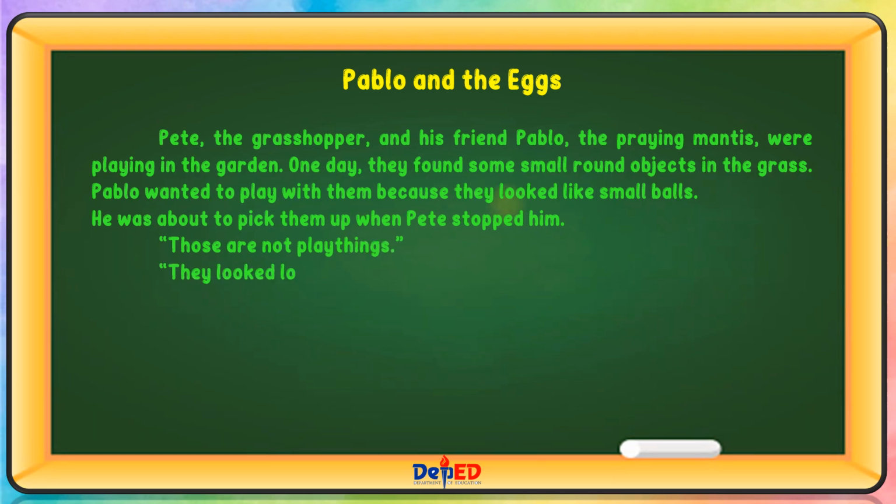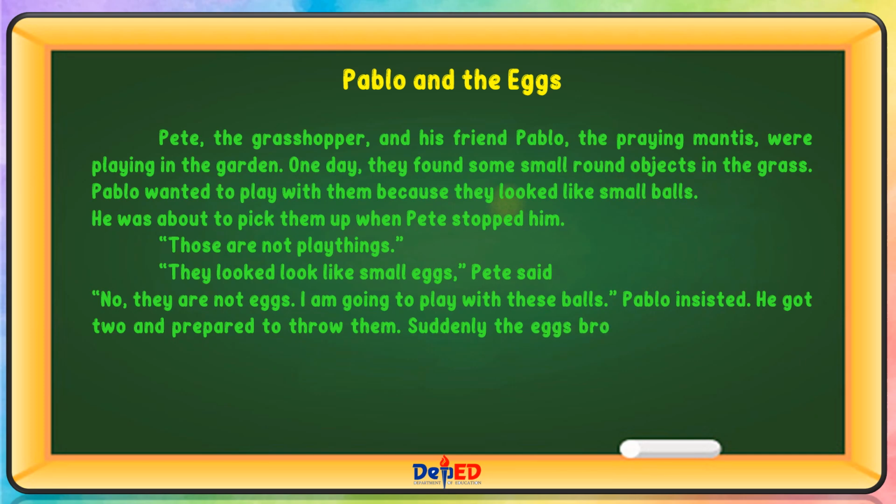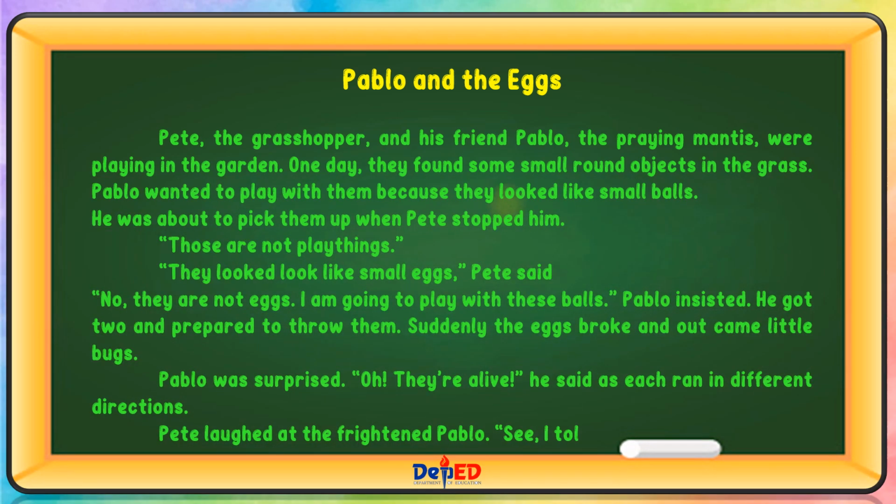"Those are not playthings. They look like small eggs," Pete said. "No, they are not eggs. I am going to play with these balls," Pablo insisted. He got two and prepared to throw them. Suddenly, the eggs broke, and out came little bugs. Pablo was surprised. "Oh, they're alive," he said as each ran in different directions. Pete laughed at the frightened Pablo, "See, I told you."